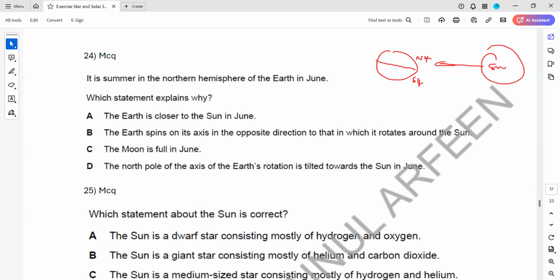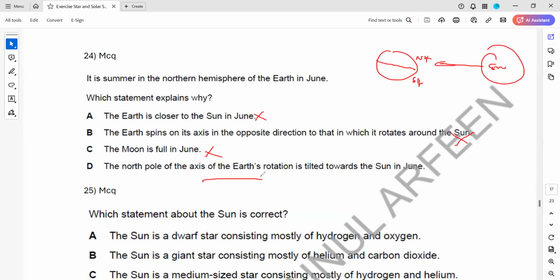Which statement explains why the northern hemisphere...? Yeah, good. So why is the Earth closer? No, if Earth was closer, then the temperature would rise for both hemispheres, not only the northern. Earth's spin axis in the opposite direction? No, that's wrong. The moon is full? That's also not the statement explaining.